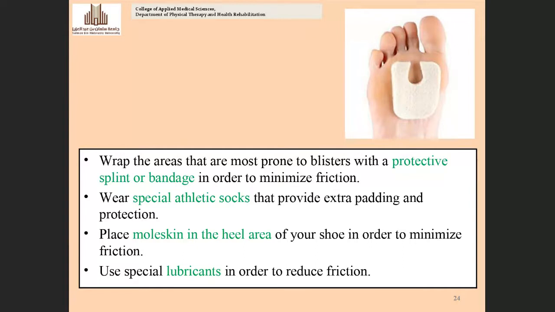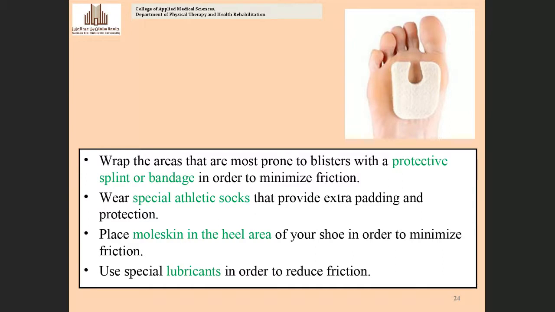So these are the protective methods. How can you protect or prevent blisters? Protective splints are available, so either protective splints or you can apply protective bandages. This will be helpful to prevent foot blisters.